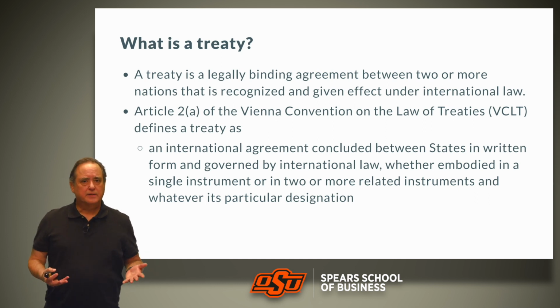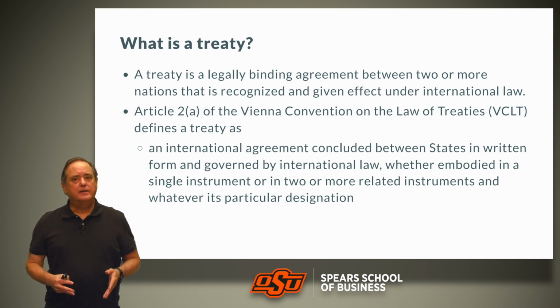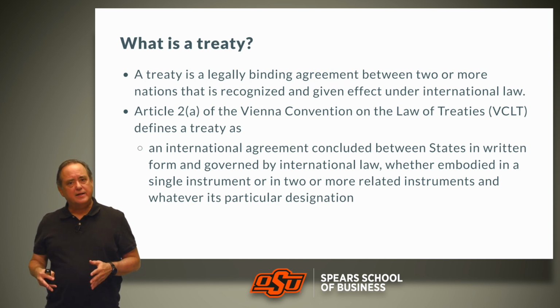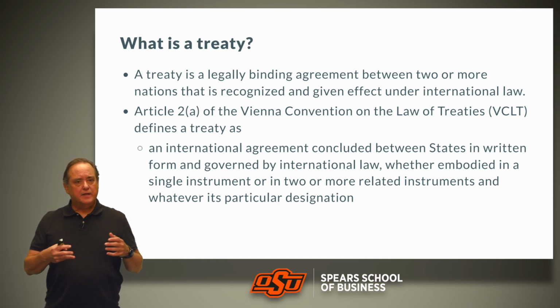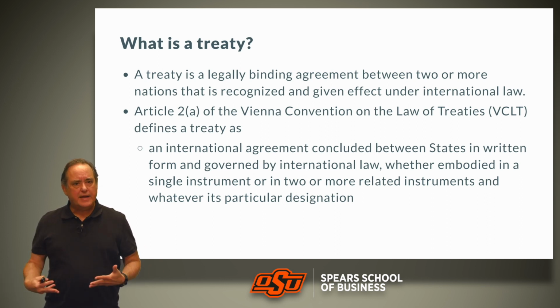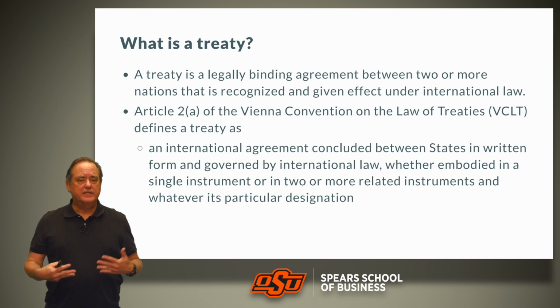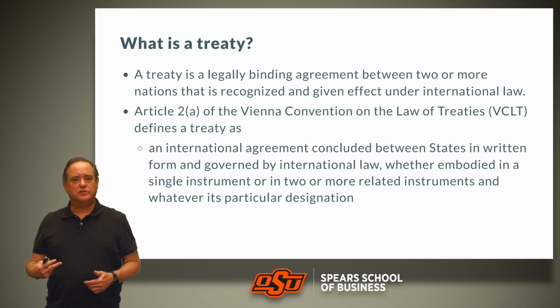What is a treaty? A treaty is a legally binding agreement between two or more nations that is recognized and given effect under international law, meaning two or more nations have agreed this is the law. This will govern our interactions. And we know this because there is a treaty about treaties called the Vienna Convention on the Law of Treaties.